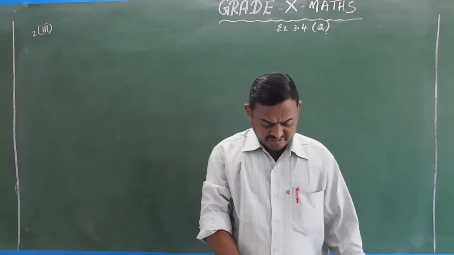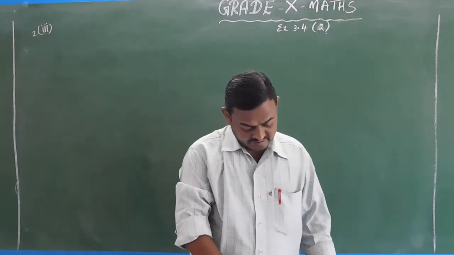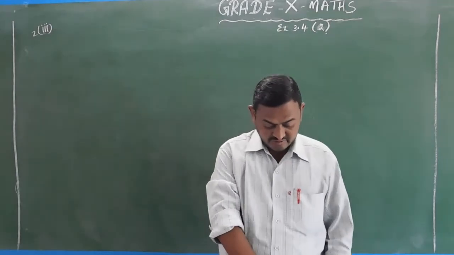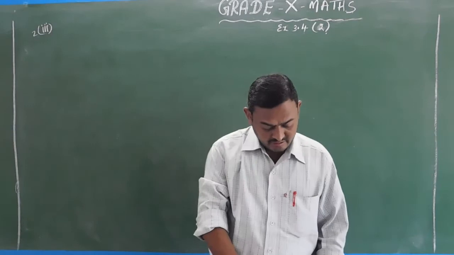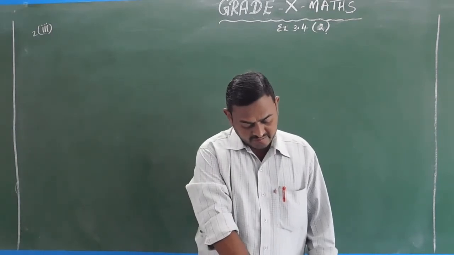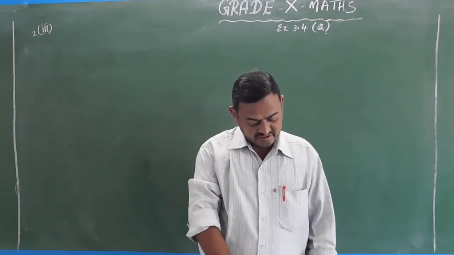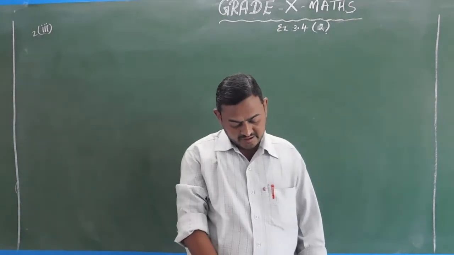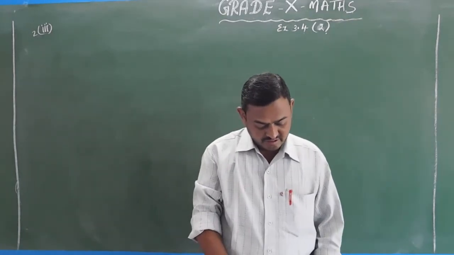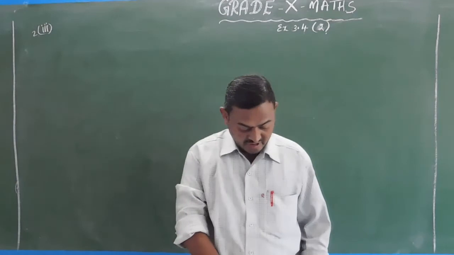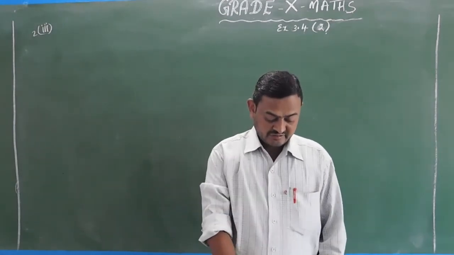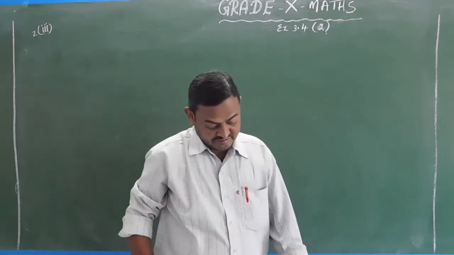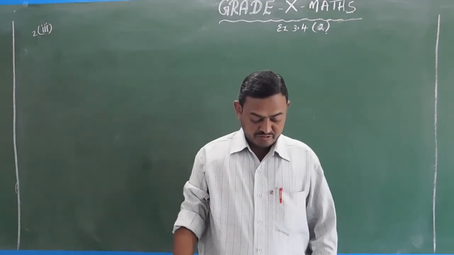The sum of digits of a two-digit number is 9. Also, 9 times the number is twice the number obtained by reversing the order of the digits. So here three conditions are given. What is the first condition? Sum of two digits is 9.